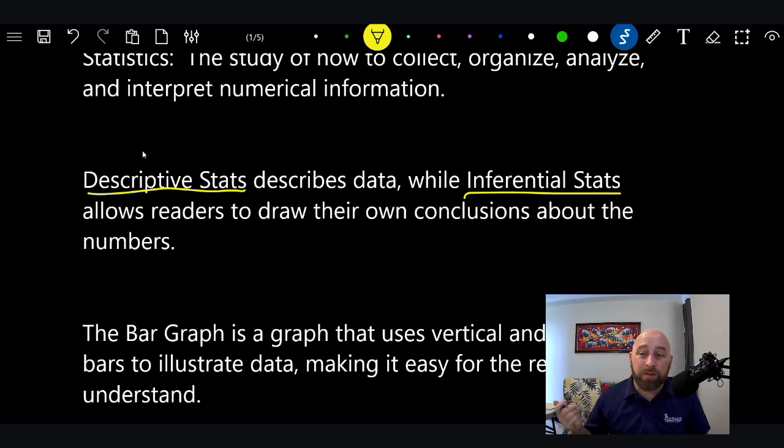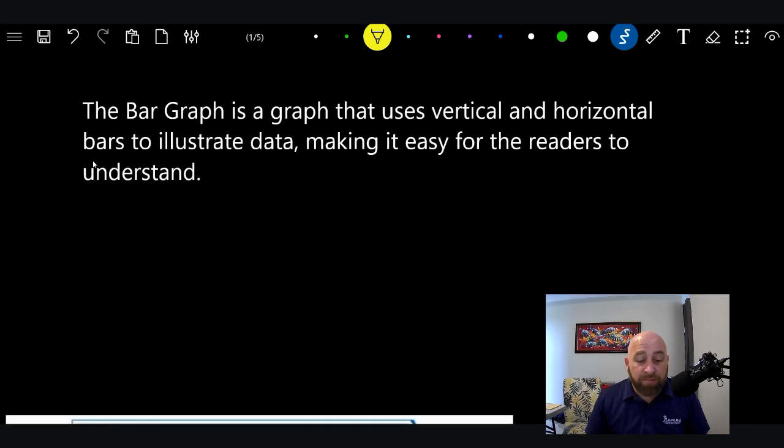In the next book, in Algebra 2 and other places in business math and things, you will get more into inferential statistics. All right, the first graph that I want to talk about is what's called the bar graph, and that's going to be this lesson, 10.1, the bar graph. What is the bar graph? The bar graph uses vertical and horizontal bars to show data, to illustrate the data.